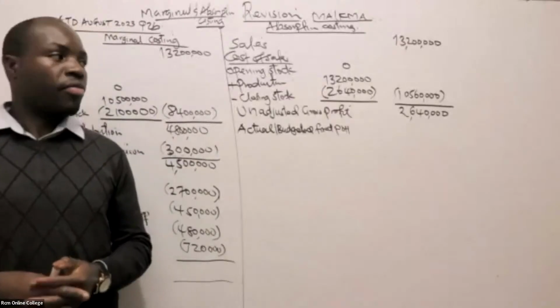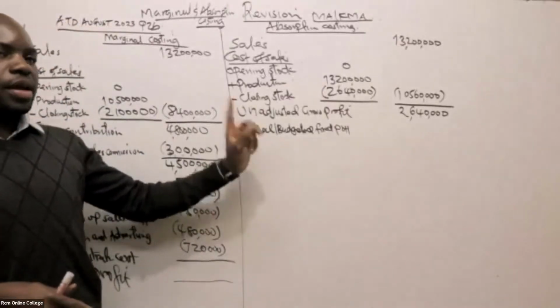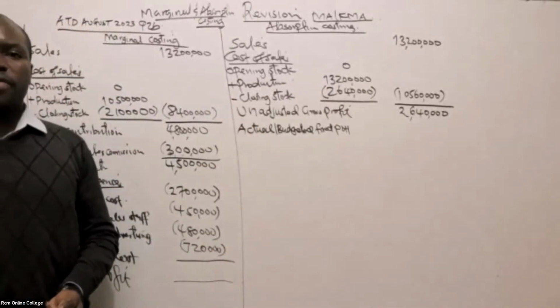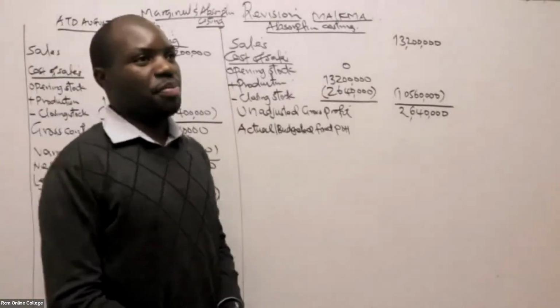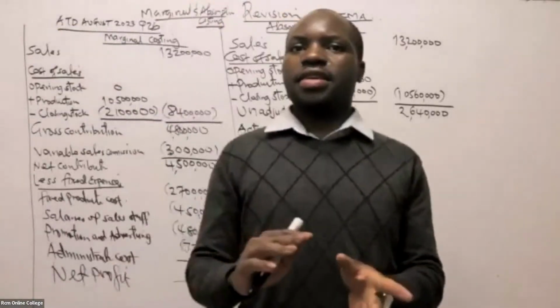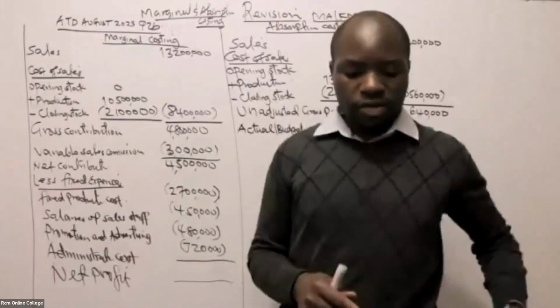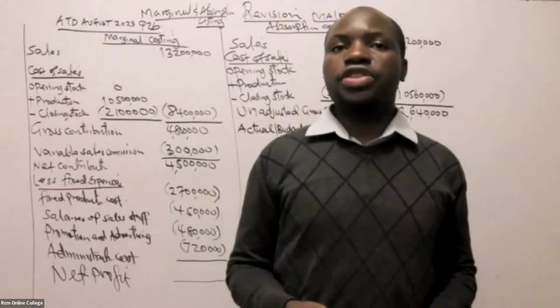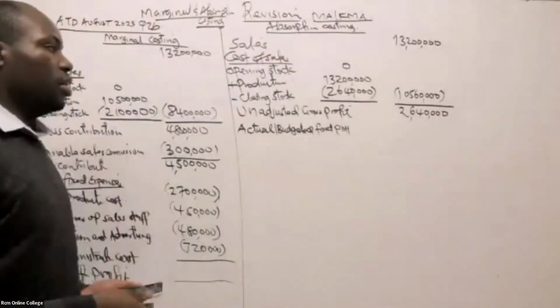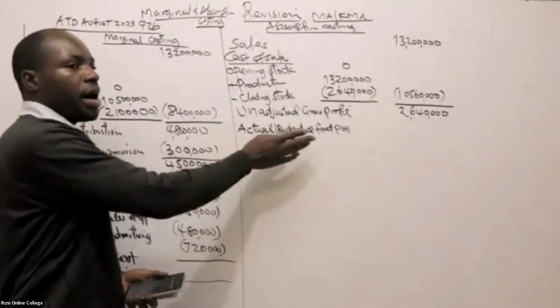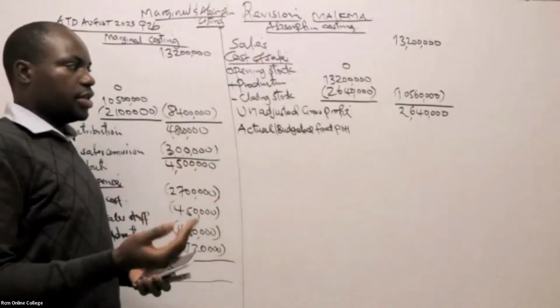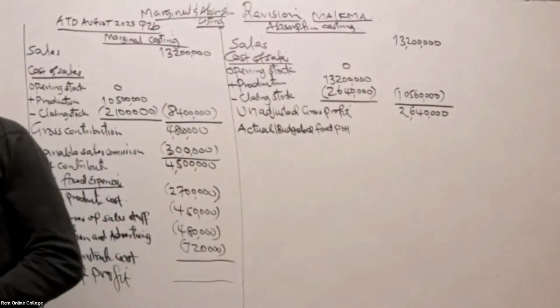I'm repeating that because in some questions, for example, if you look at CPA, it must be one of the sittings in 2023 or 2024, we were having what we call actual and budgeted. So students are not able to pick, is it actual or budgeted?